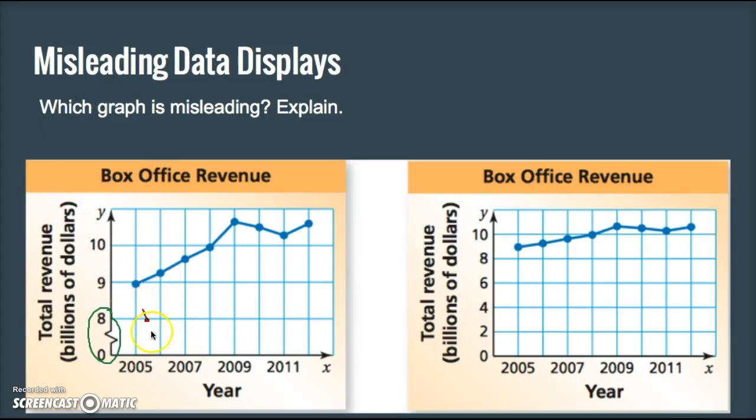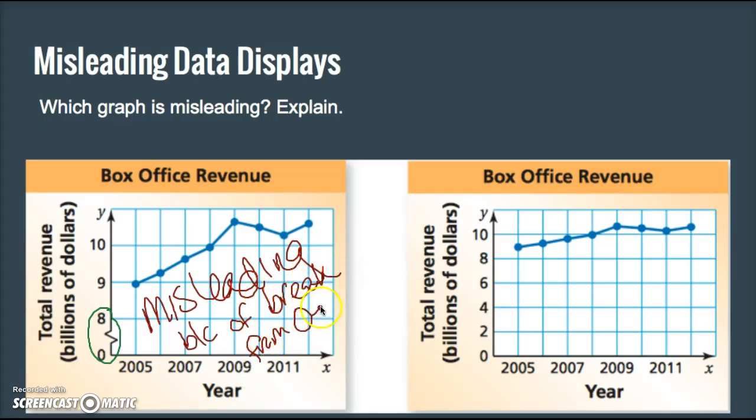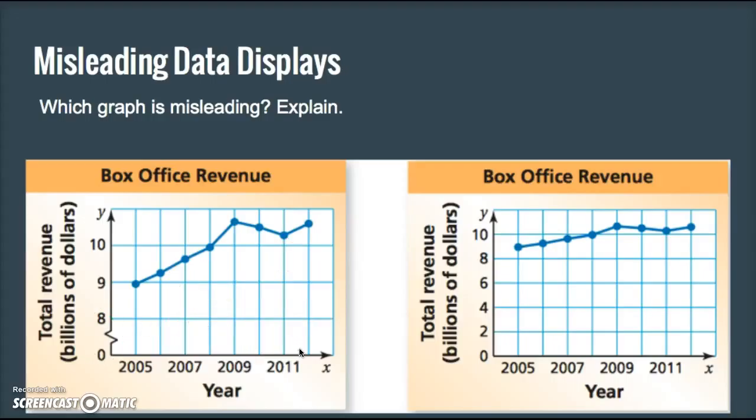So this graph on the left is misleading because of the break from 0 to 8. Now, a break from 0 to 8 is misleading. It doesn't really give you a true picture of what the revenue is doing. All right, on to the next one.